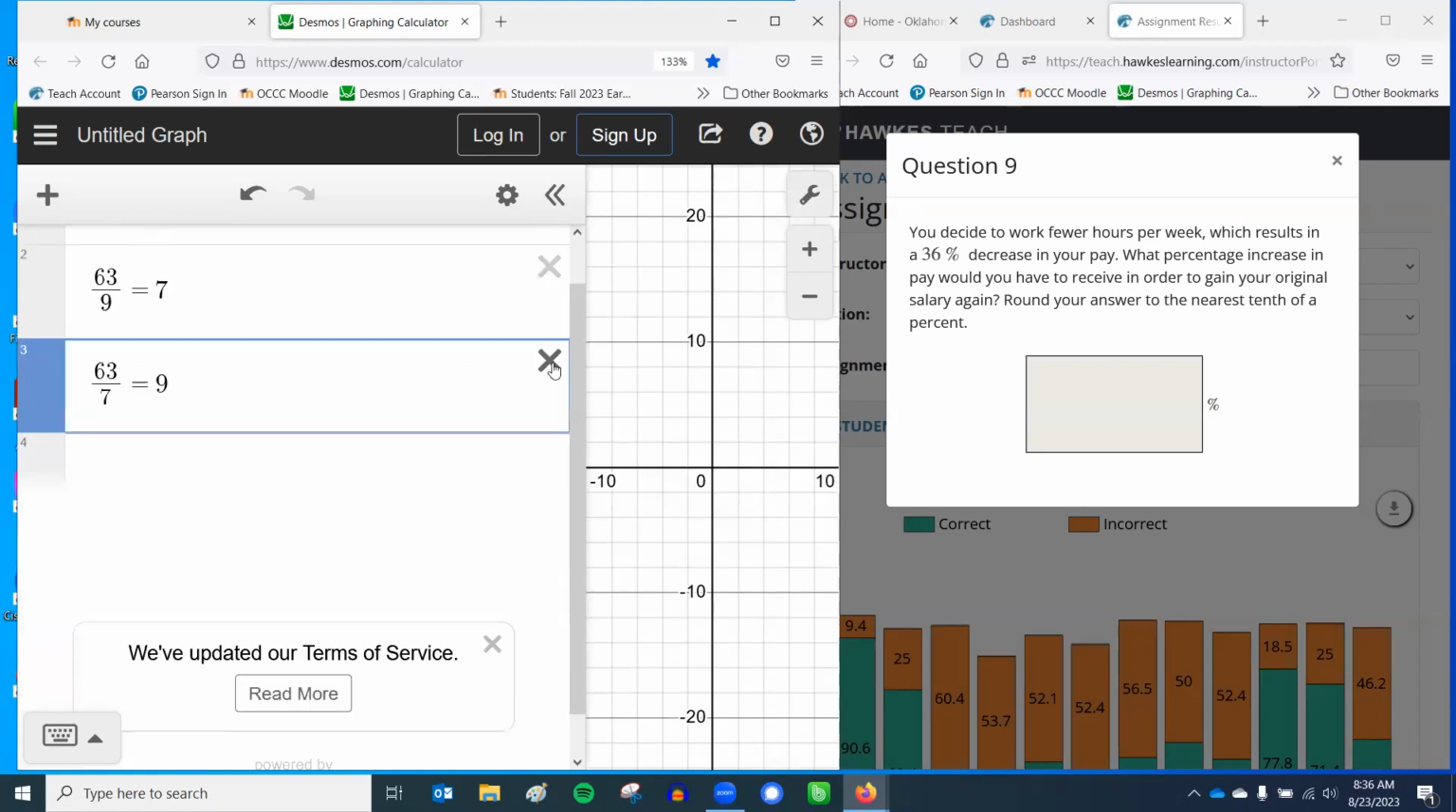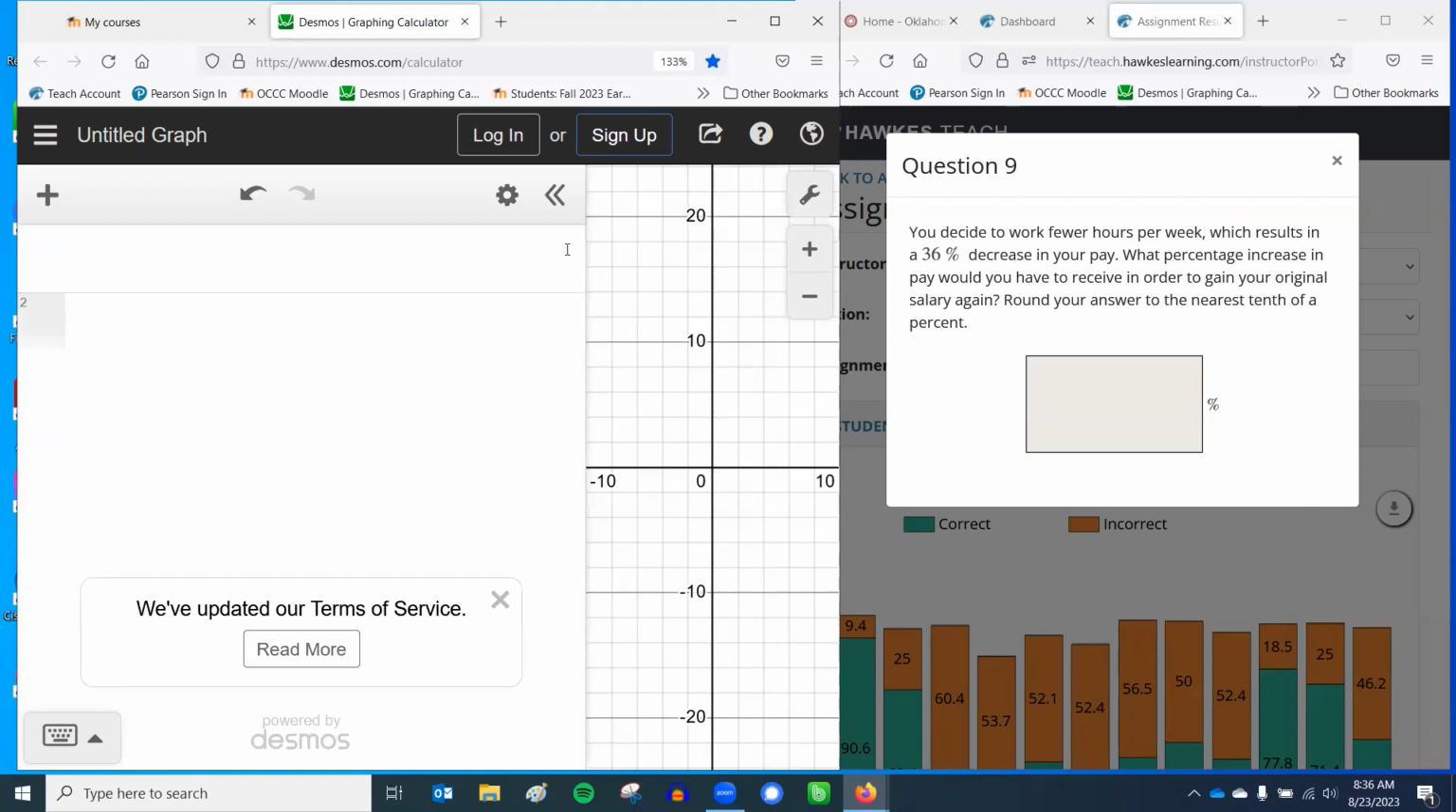All right, now let's set this problem up. So here's how I'm going to say it. For every dollar that you earn, you had a 36% decrease in pay. That means we start off with, so we're just going to look at $1 of pay, and I'm going to do $1 because it's easy. For every 100 cents, we lose 36, which means we keep 64.